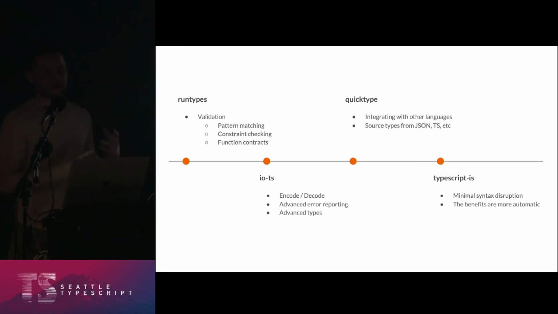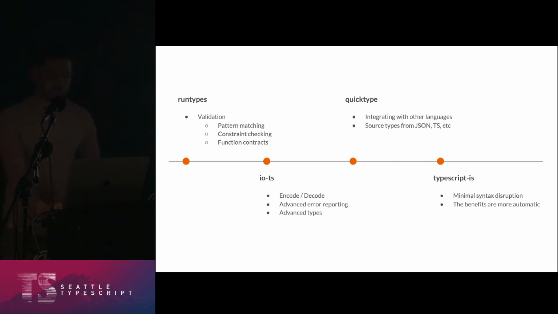A lot of our interfaces in our app have the name of the interface and then the remote version. So like, I don't know, a user and then remote user, because it rarely matches. So we always have to do this decoding and encoding. And as you saw, it has more advanced types and error reporting.